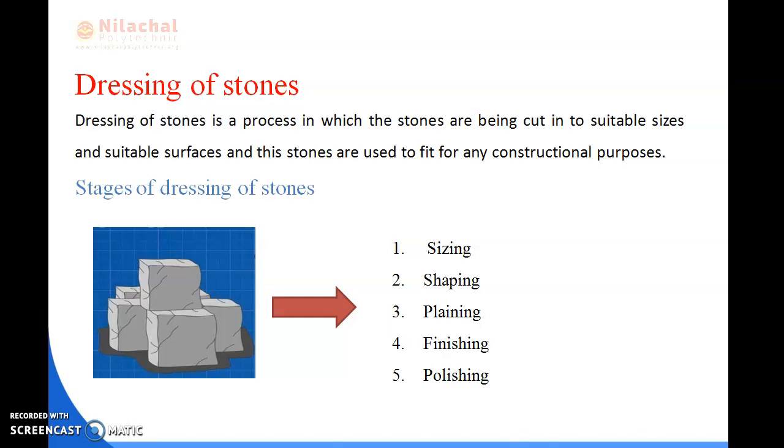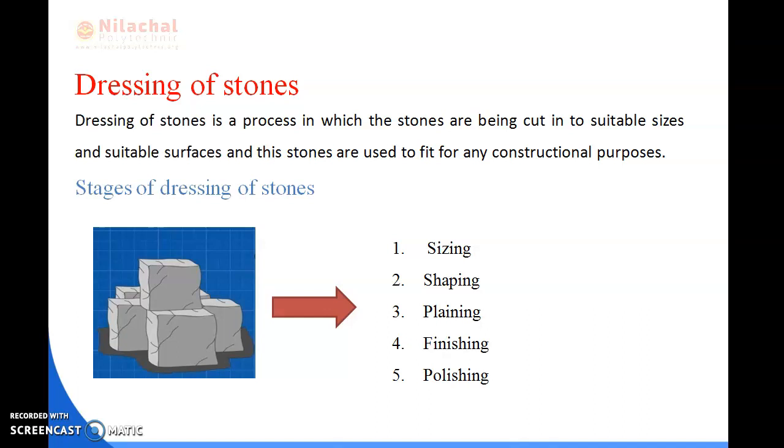First is sizing. Irregular rock is cut into the desired shape by removing extra portions, mainly done by hammers, cutting machines or any type of machines. We will size the rock. Next is shaping. Shaping means once it is cut to the desired dimensions, extra projections are removed to shape the stones. Next is planing. Planing is the process of removing irregularities from the stone surfaces.